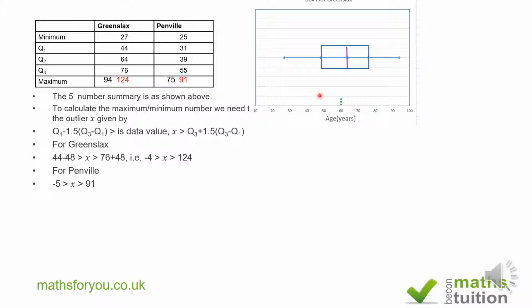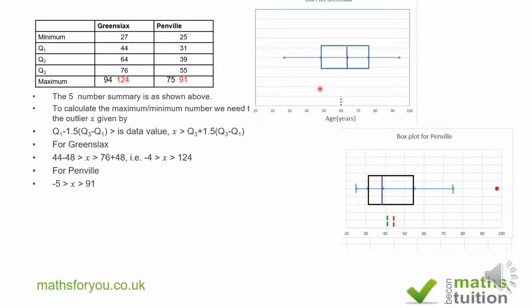Now this value here in green is the mean value of the distribution in green slacks, and that is about 62. So compared to 64, which is the median value for green slacks distribution, the mean for green slacks distribution is less than the median value, and that is an indication of negative skewing.